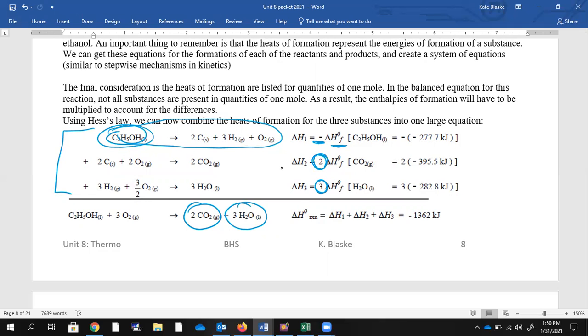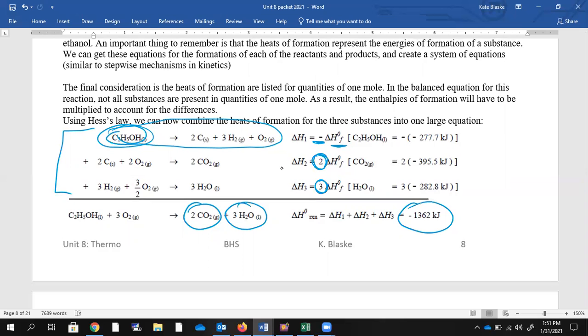So this is doing exactly what we did in kinetics when we needed to combine those steps to get my overall equation. So to get my overall heat of reaction, I take each one of the delta H's for those 3 steps, I add them together, and overall I get that my heat of this combustion reaction is negative 1362 kilojoules.